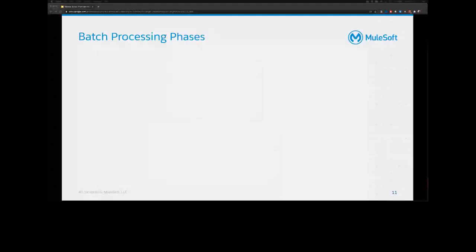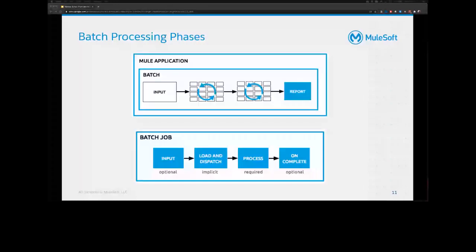Let's go into further detail of the 4 batch processing phases within the batch job scope. First, input allows connectivity and transformation. Second, load and dispatch splits up and batches records for processing. Third, process allows for multi-step record processing. And fourth, on complete allows for reporting on the batch job statistics.